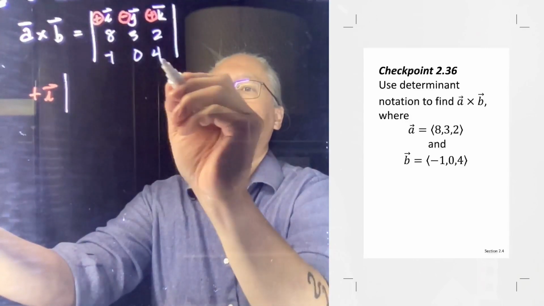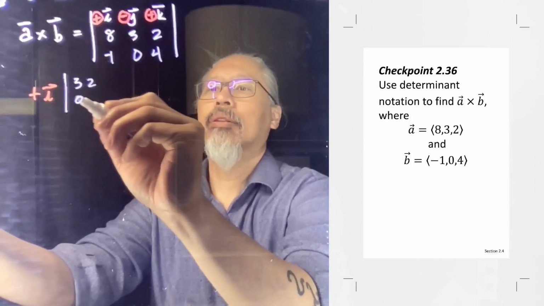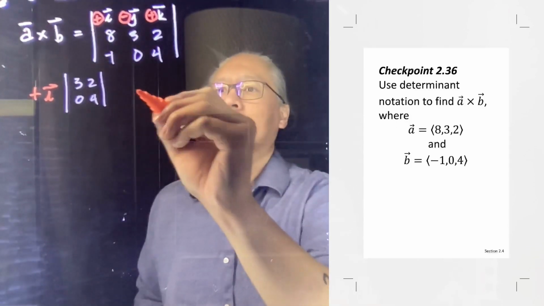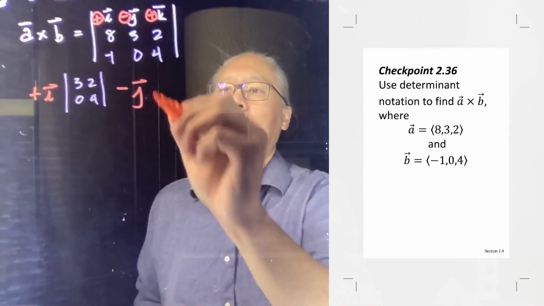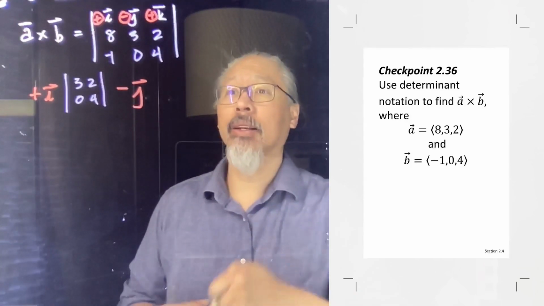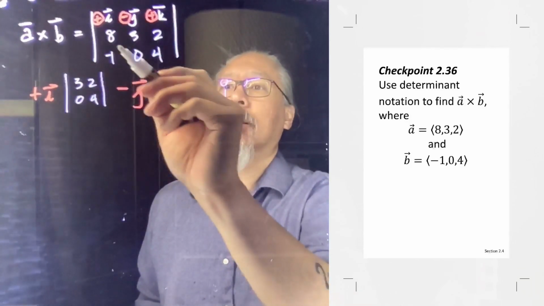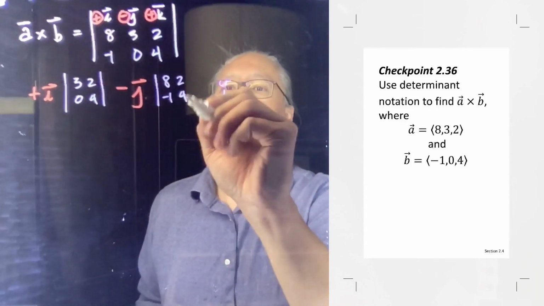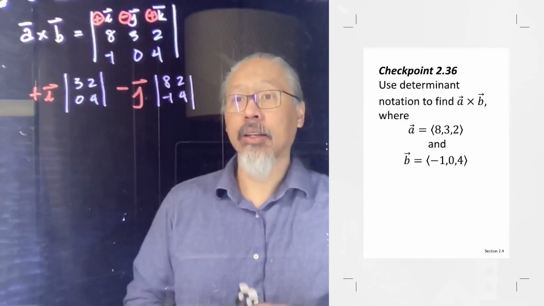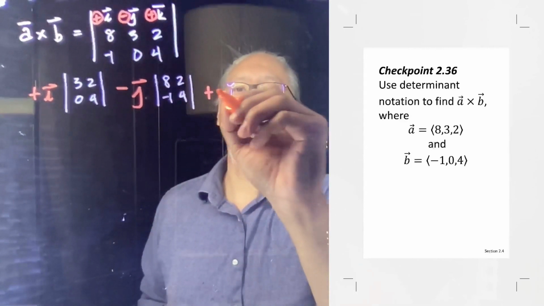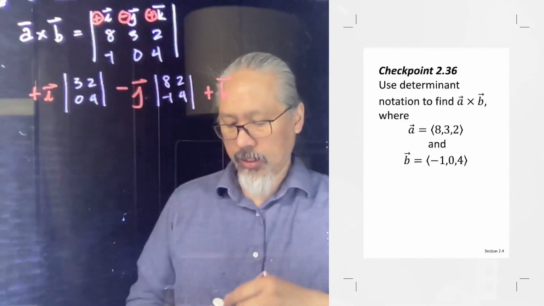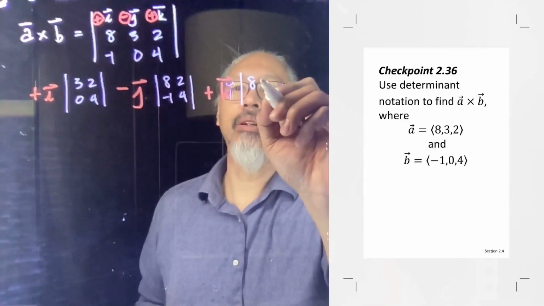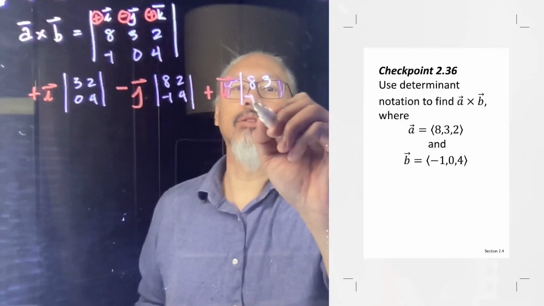Then we have 3, 2, 0, 4 as our submatrix, and then our J has a negative, and then we cross out the second column. We have 8, 2, -1, 4. And then finally, we get our K. And then the leftover after we cross out the third column would be 8, 3, -1, 0.